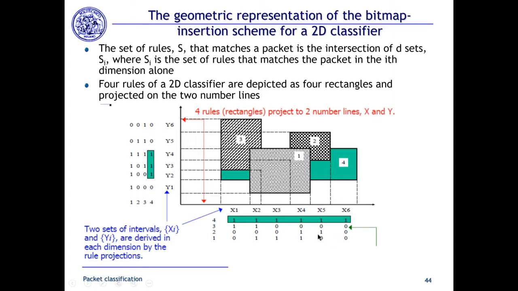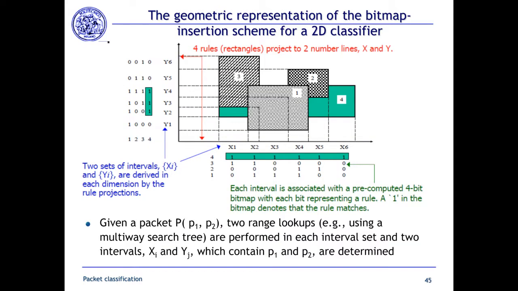And so what happens when we have to do classification? We have a packet that arrives. It will have 2 values for the 2 fields, P1 and P2. So again, we do 2 separate lookups, one for the horizontal dimension, so F1, and the other one for the vertical dimension. And then we find out the 2 segments.